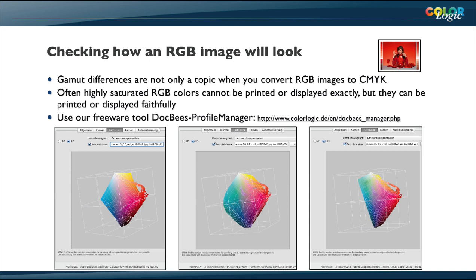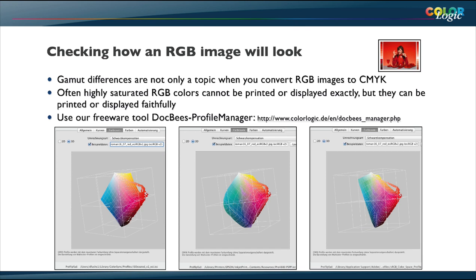By the way, on our homepage there's a tool called DocB's Profile Manager, a freeware tool that can graph those things. So you can have a good idea how things are looking by just loading a profile, just loading an image, and then you see this point cloud and can compare and see how good your rendering might be, or not good your rendering might be, because colors will be outside of your printed gamut.